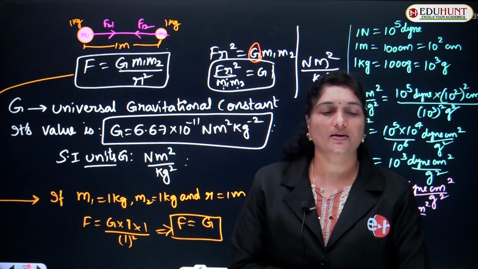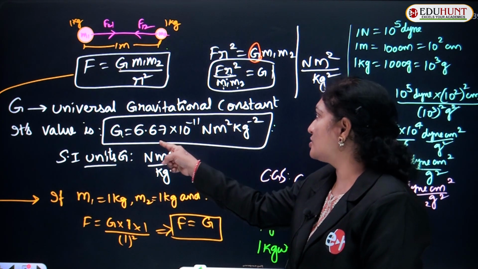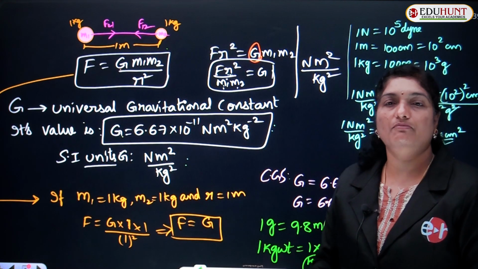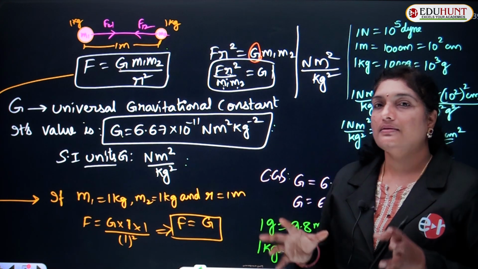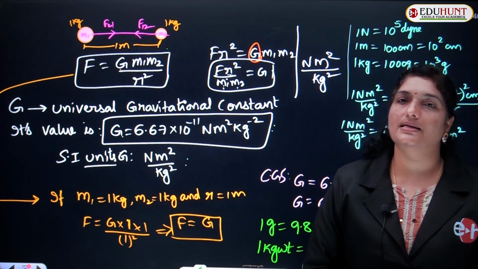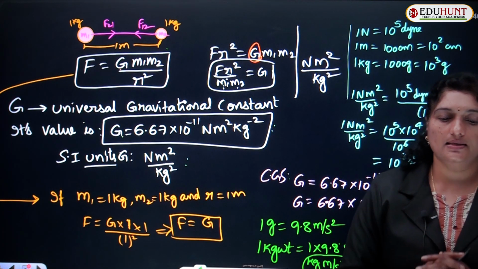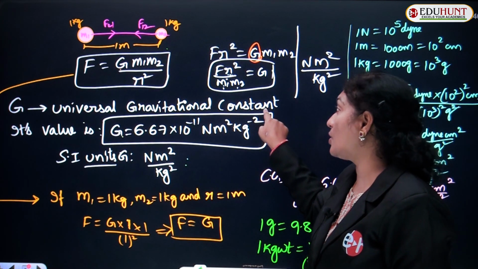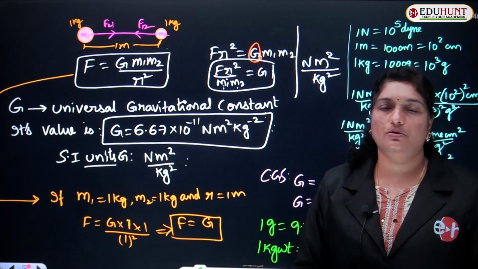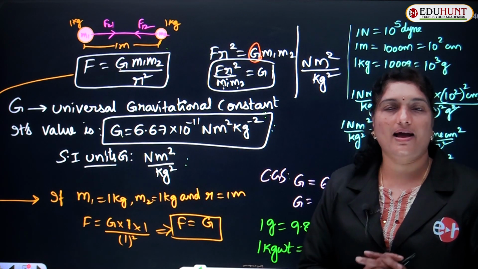The value of the universal gravitational constant was found by Henry Cavendish through his experiment, the Cavendish experiment. Henry Cavendish calculated the approximate value of G as 6.67 × 10^-11 Newton meter square per kg square. This value is a constant, which means it remains constant throughout the universe. Throughout the universe, the value of G is always constant and takes the given value.